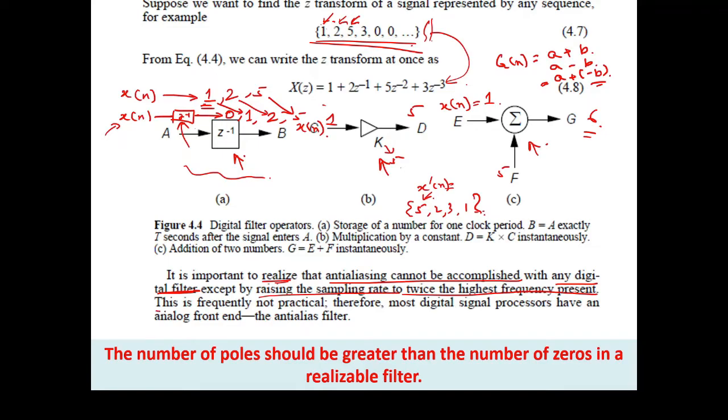So this is frequently not practical. Therefore, most digital signal processors have an analog front end, the anti-alias filter. Okay, this is what I told you previously.